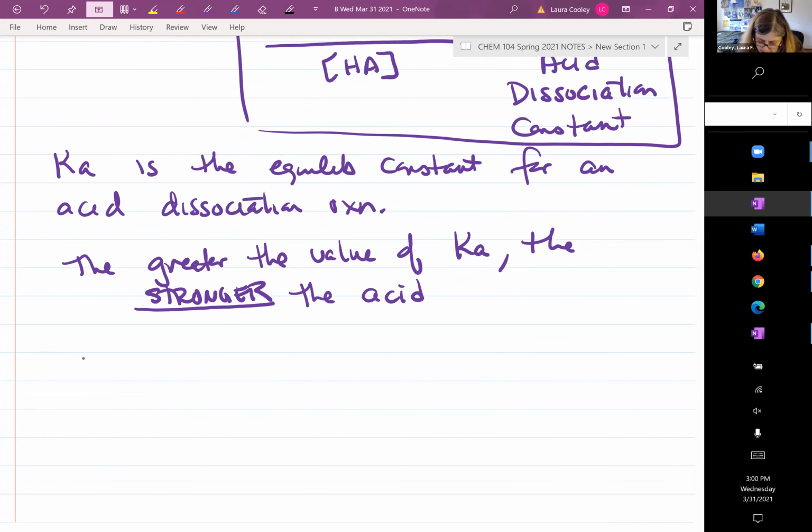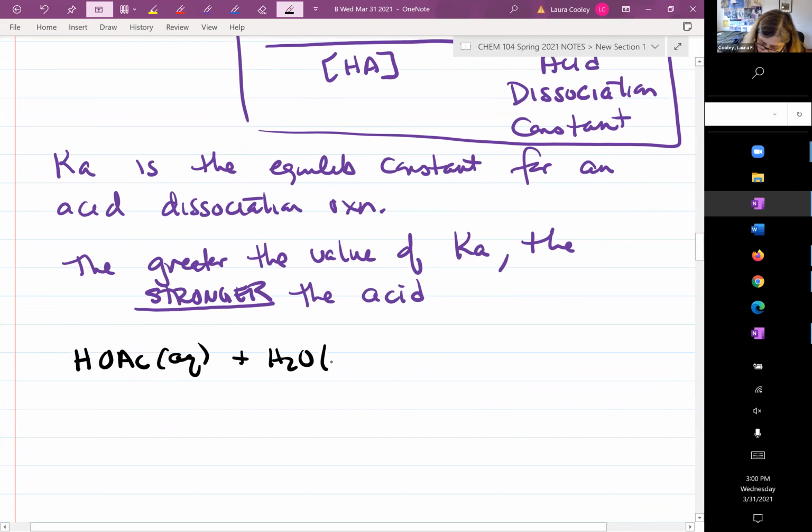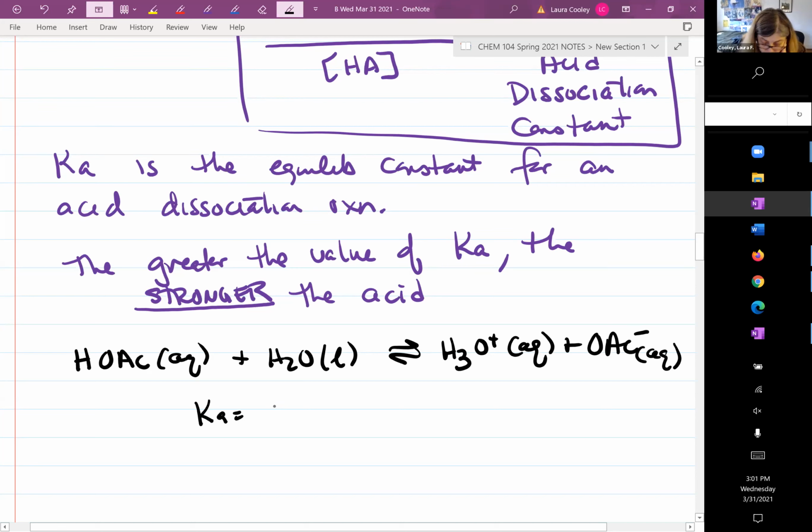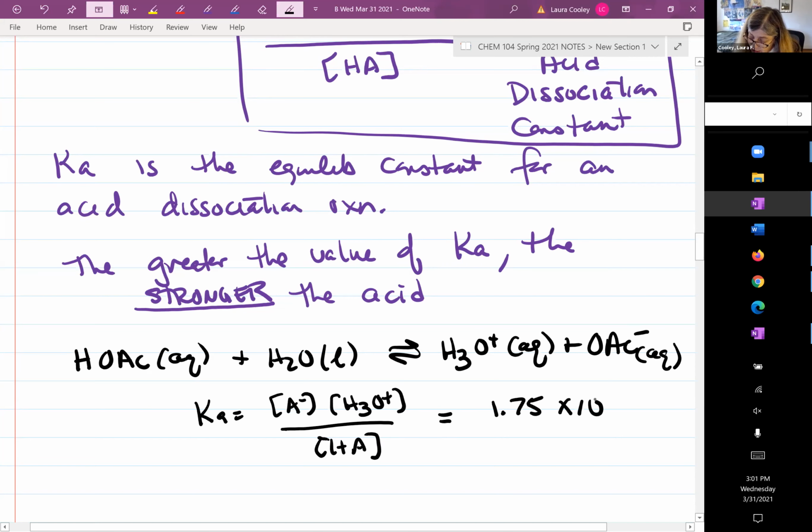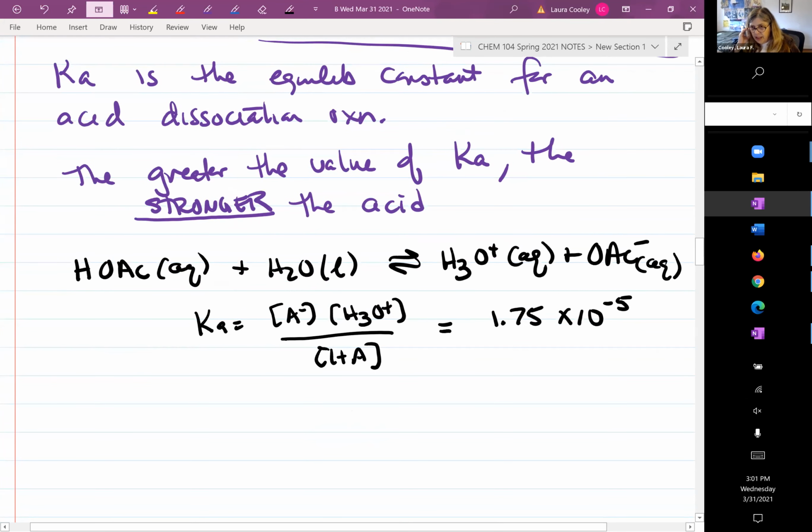So let's talk about acetic acid again, just a little bit. HOAc plus H2O, now I'm putting in the phases, I'm not being so sloppy, H3O plus, oops, sorry, not OH minus, OAc minus. And the Ka is this, A minus H3O plus over HA. And the value is 1.75 times 10 to the negative fifth.